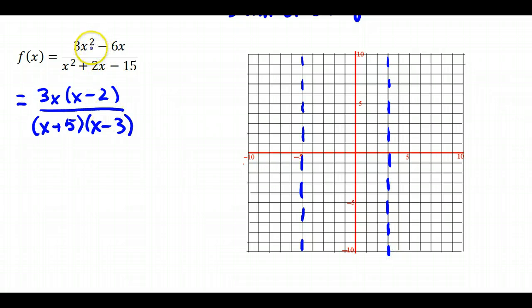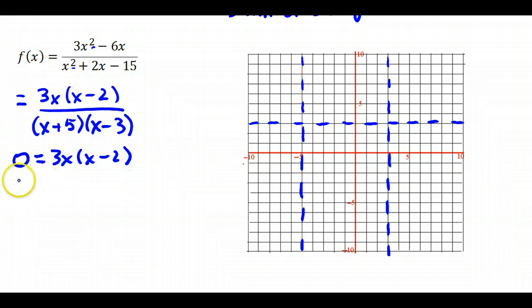And the degree of the numerator is the same as the degree of the denominator, so it's going to be the ratio of the lead coefficients, in this case 3 to 1. So y equals 3 is my horizontal asymptote. Okay, let's check for some x-intercepts. I'm going to set the numerator equal to 0, and I get x-intercepts at 0 and 2.